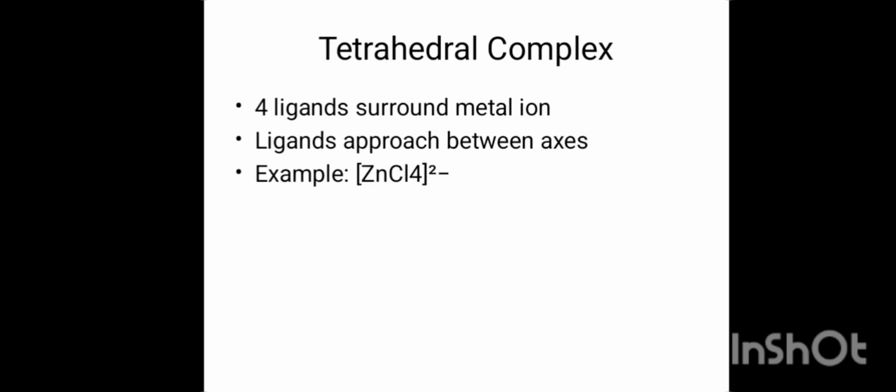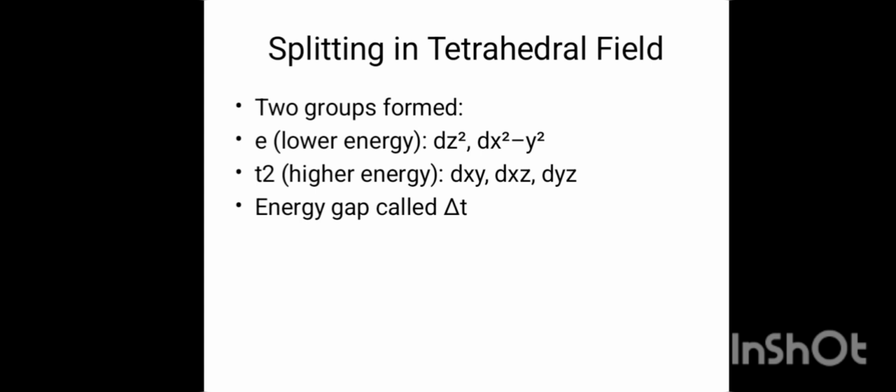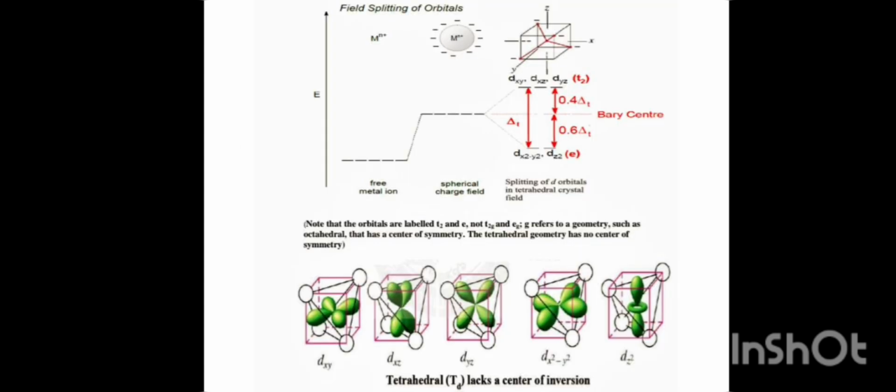Tetrahedral complexes: tetrahedral means four ligands surround the metal ion. Ligands approach between the axes, whereas in octahedral, ligands approach along the axes. ZnCl4 is an example of a tetrahedral complex. Splitting in a tetrahedral field: two groups are formed, e and t2. The lower energy group is e and the higher energy group is t2. Tetrahedral splitting is the opposite of octahedral splitting.